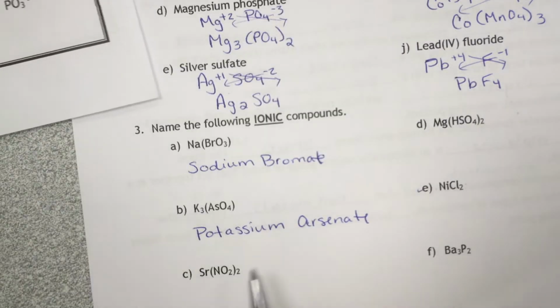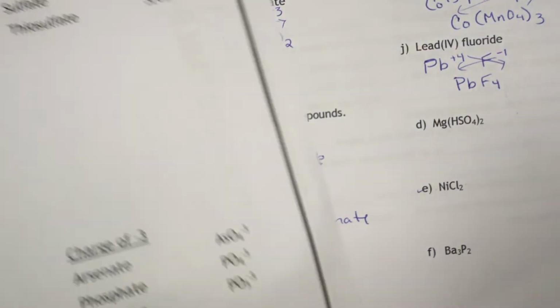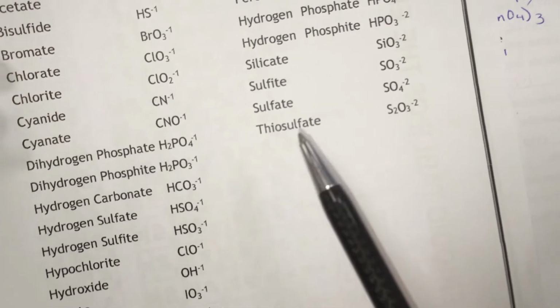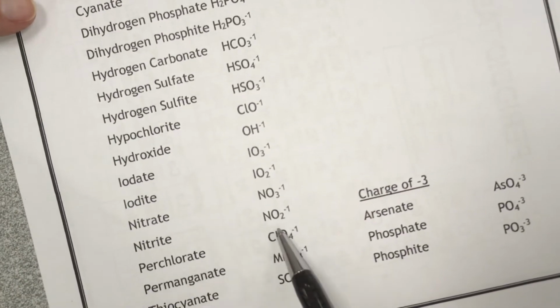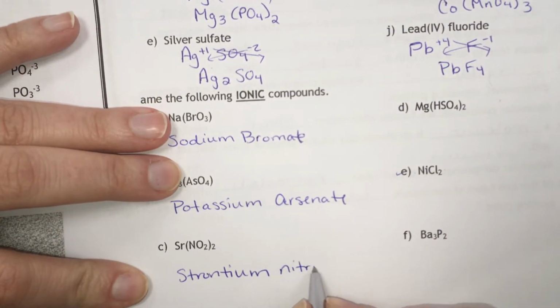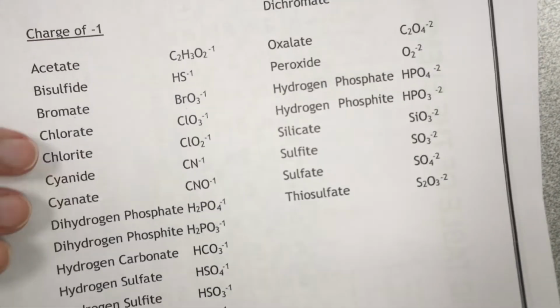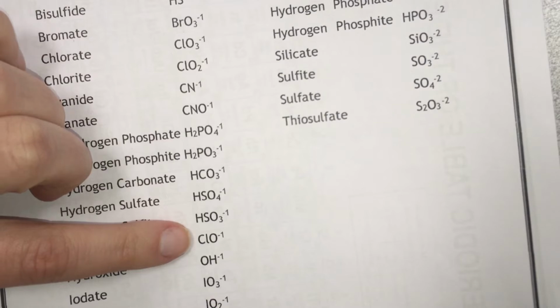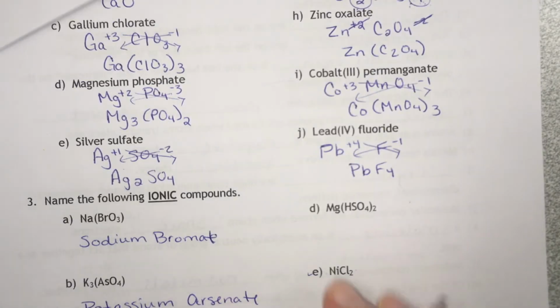I got arsenate from here, okay. Strontium. And then NO2, which would be right somewhere. NO2, so nitrite, so strontium nitrite. And this is magnesium, HSO4. So magnesium hydrogen sulfate would be its name.